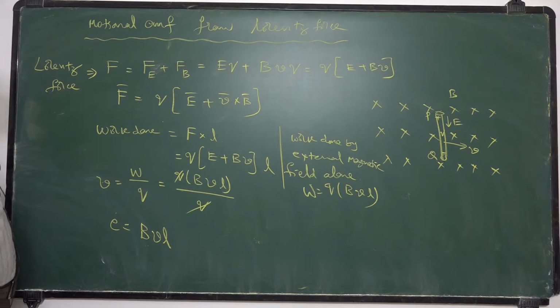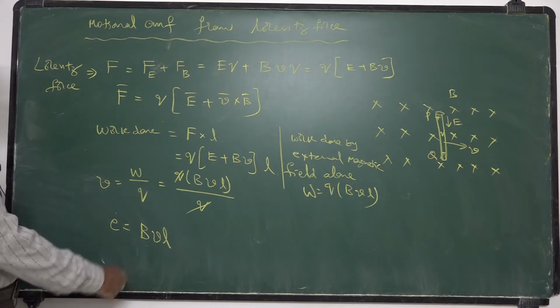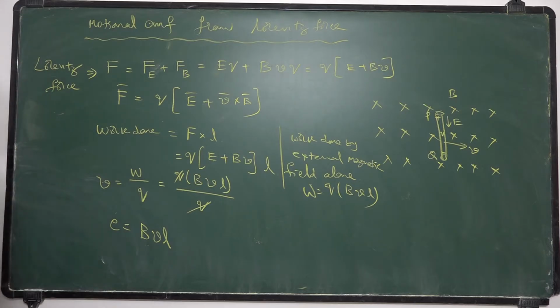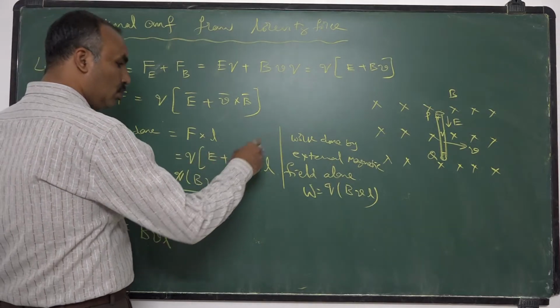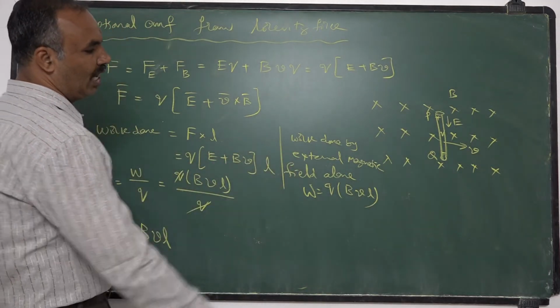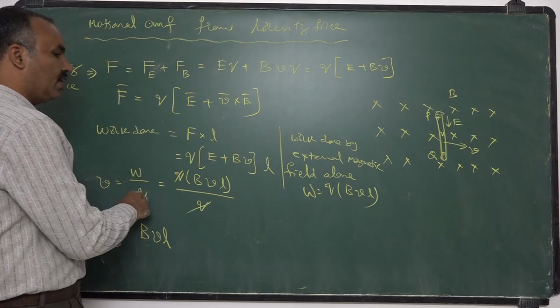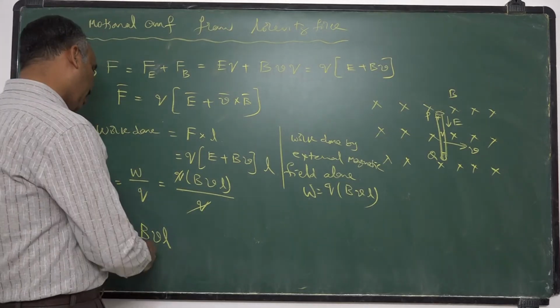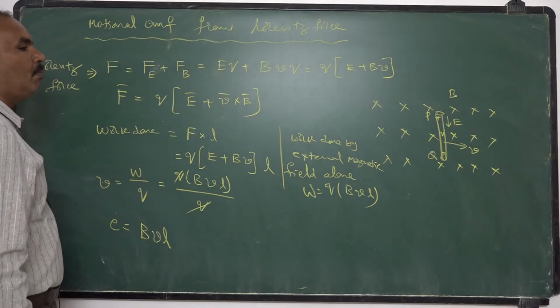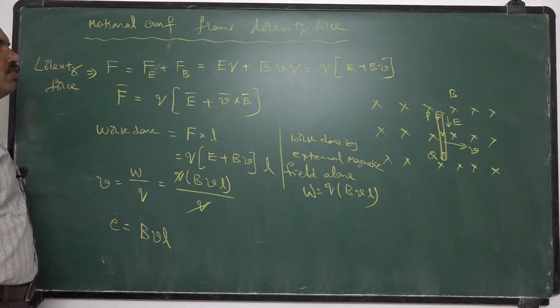Sometimes in some problems they may ask you to calculate motional EMF from Lorentz force. From the Lorentz force due to the magnetic field, we calculated work done. Work done for bringing unit charge is called potential difference or EMF. So EMF is given by BVL. Please note all this.